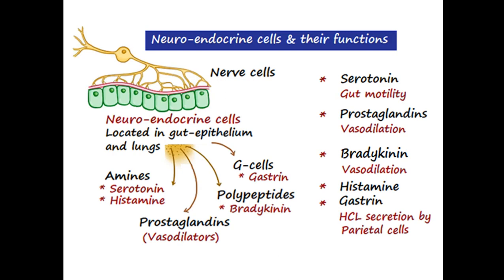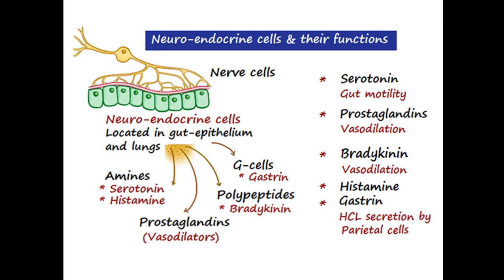The gastrin secreted by the G cells, along with histamine, stimulates the parietal cells to increase the secretion of hydrochloric acid. G cells are also located in the pancreas. And the tumors that arise in these G cells, characterized by excess secretion of gastrin and which cause peptic ulcers, are the Zollinger-Ellison syndrome.